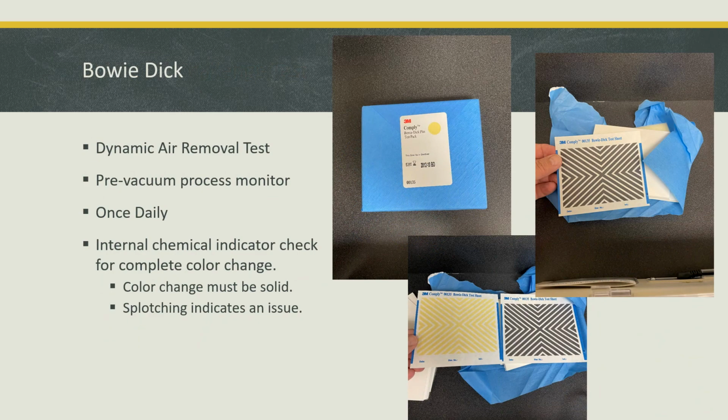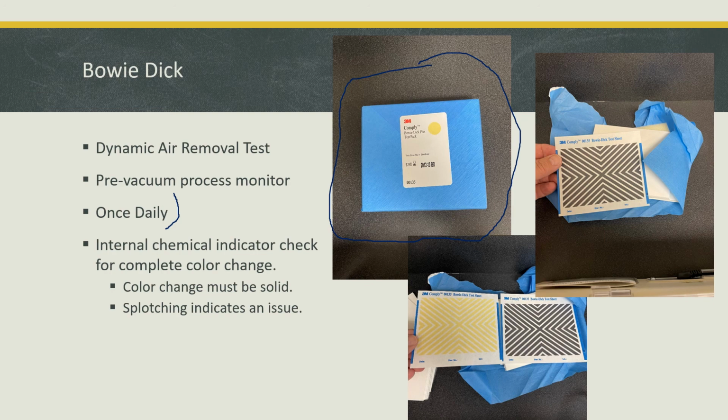One more, the Bowie test, also known as a dynamic air removal test or DART. This one is to monitor or challenge that pre-vac process. Here we're wanting to make sure that we get really good steam penetration during the pre-vac cycle. We run these once daily. And what we do is we place a challenge pack, and they come in different brands, but this is a good example of what that would look like.